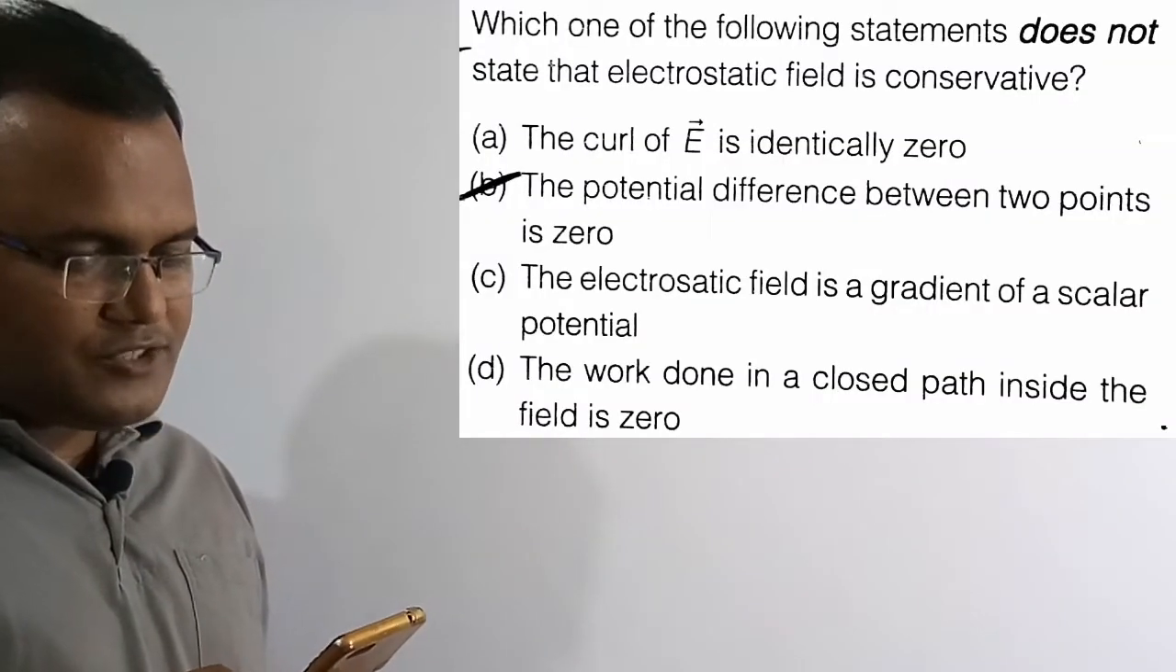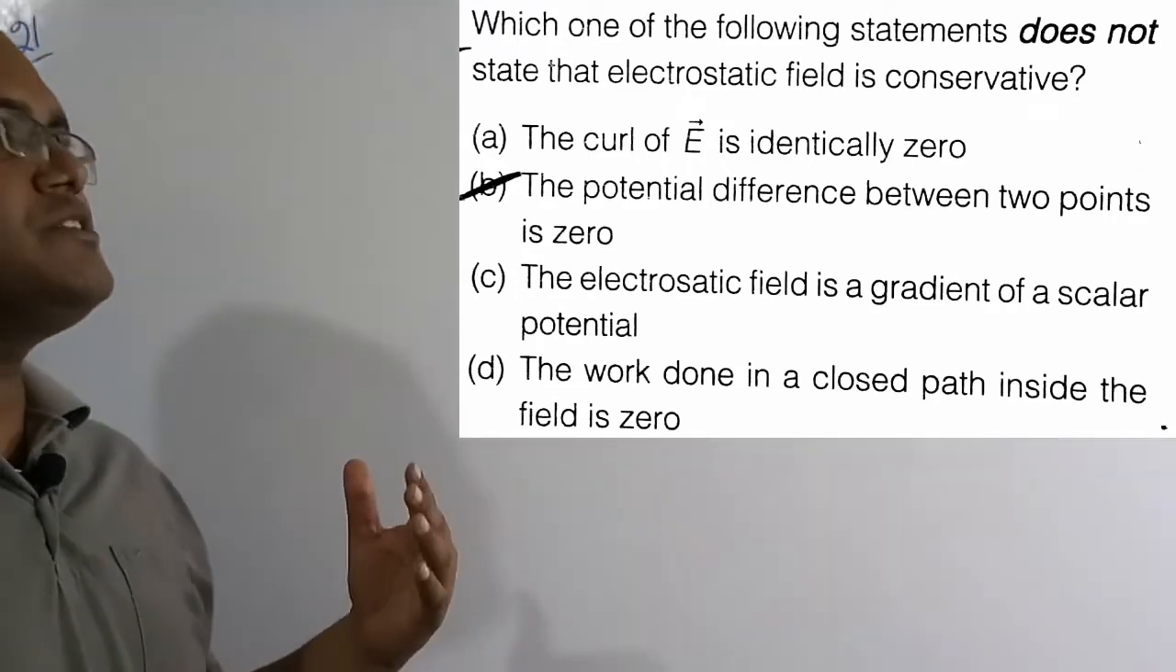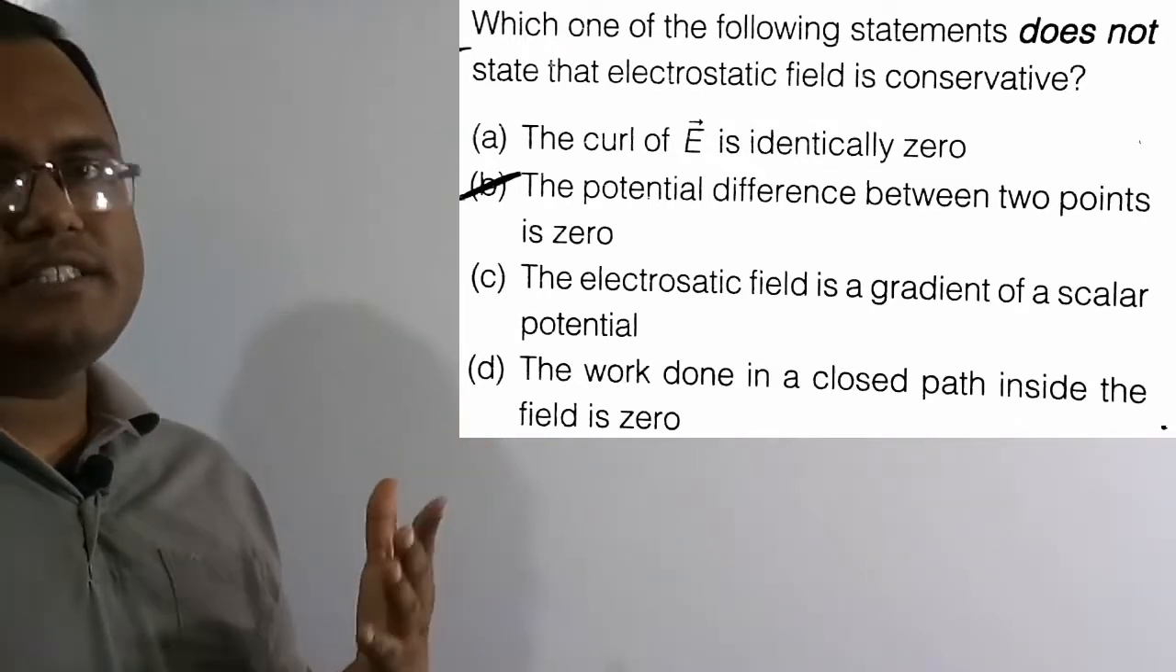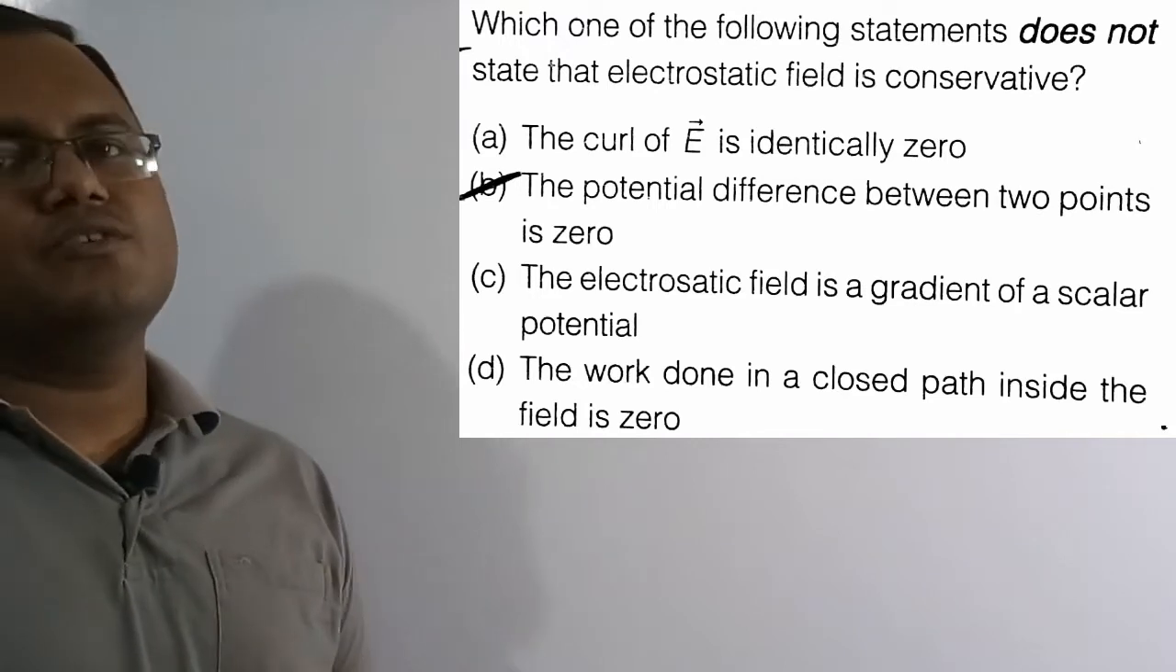So why waste more time? Let's get started. Now we are going to solve the 21st question. See the question here: which one of the following statements does not state that the electrostatic field is conservative? Out of these four options, which statement is not going to tell you that the electrostatic field is a conservative field? Option B is the correct solution of this question.